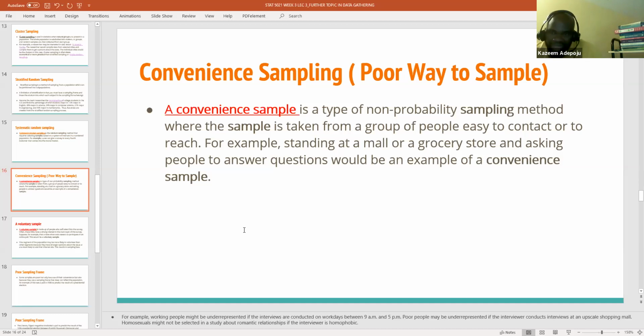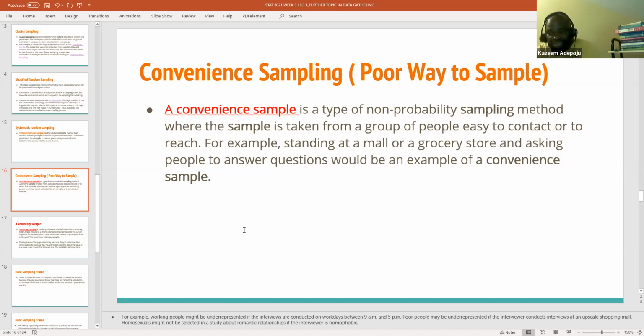And then another convenient sample is when you want to survey the opinion of people about something, and you just decide to go to a golf club. A golf club is mostly patronized by rich people, which means poor people will be left out. And maybe those who can actually give you that information may be poor people. So in that situation, you are using convenience, and of course, it's a non-probability sampling that can induce bias.